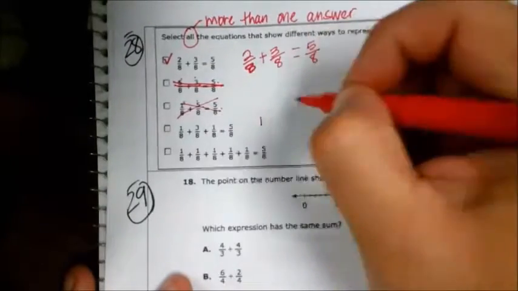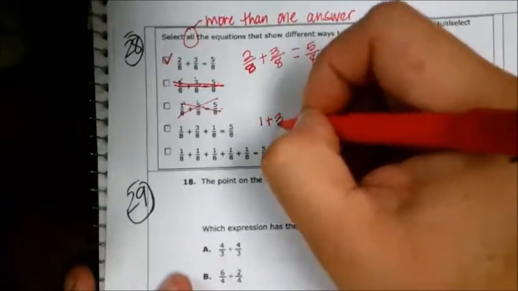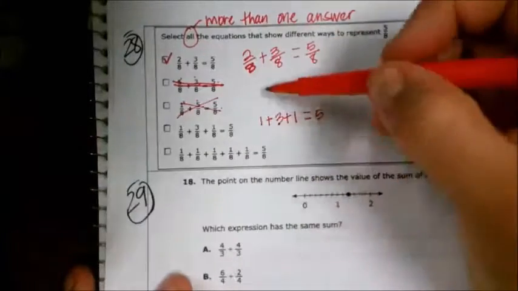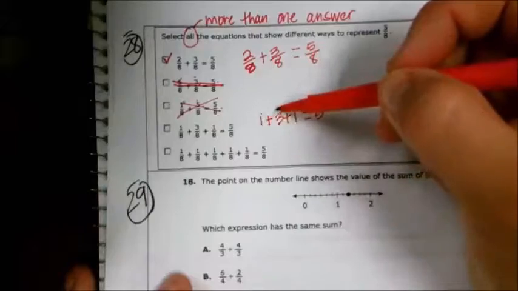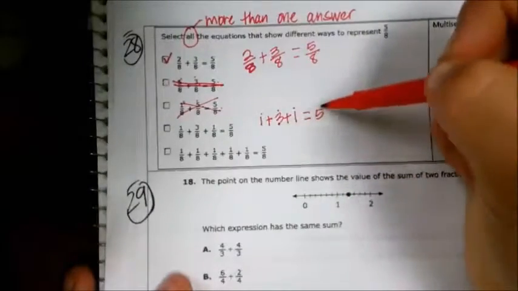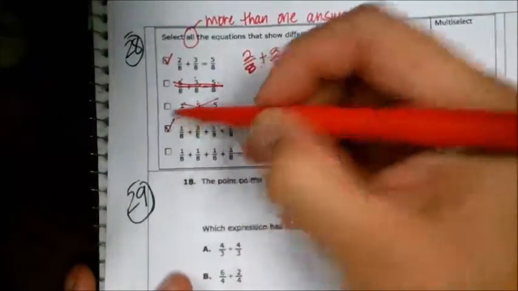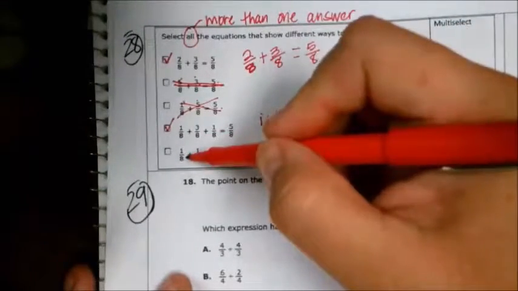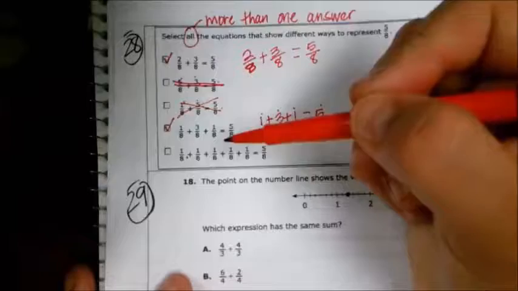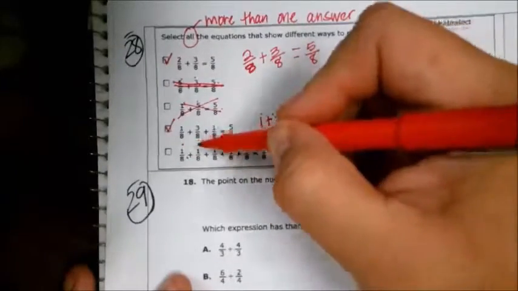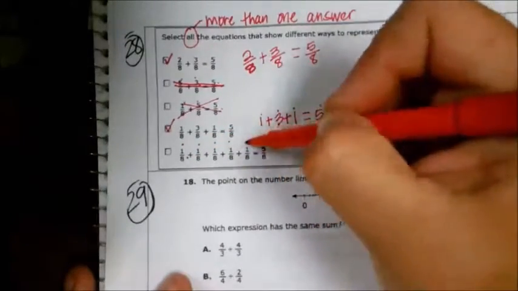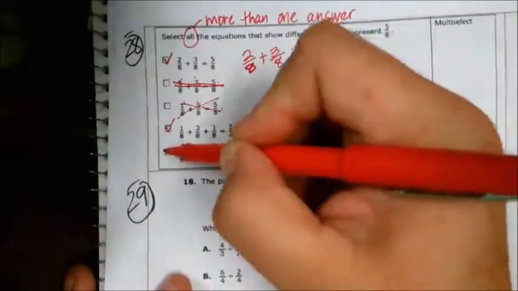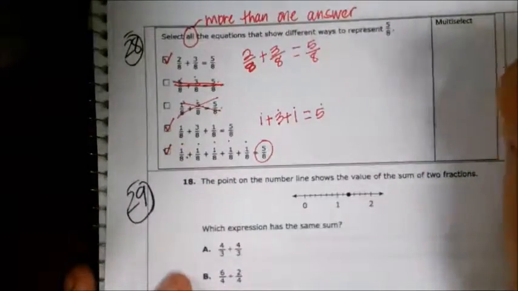This is saying that 1/8 plus 3/8 plus 1/8 equals 5/8. Well, if I look at my numerators and I add 1 plus 3 plus 1, that does equal 5, so this one works. And here I see that they add 1/8. So I'm going to see how many times they added it. 1, 2, 3, 4, 5. They added it 5 times, so that means that the answer is 5/8. So those are your correct answers.